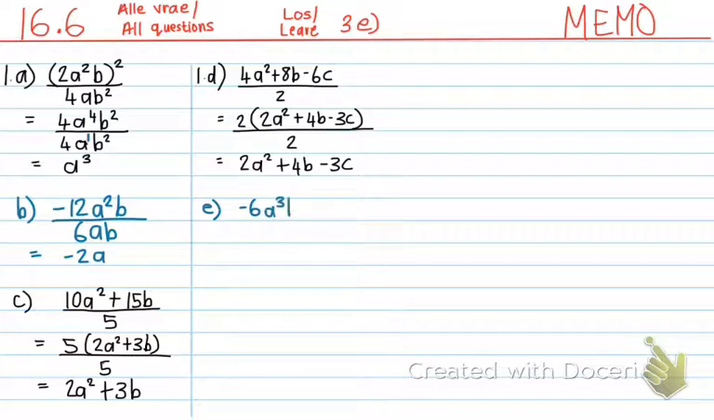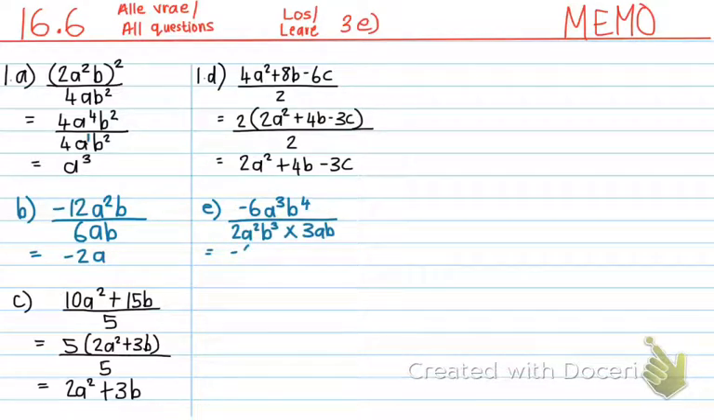E. Negative 6a to the power 3 b to the power 4 over 2a squared b to the power 3 times 3ab. Okay, so this one can sometimes confuse us because of that multiplication sign. This cannot be factorized. I can only factorize things with plus and minus in between. So this I have to multiply first.